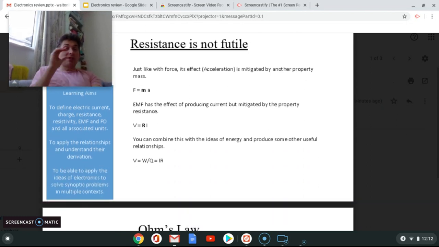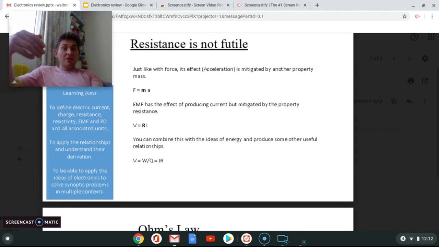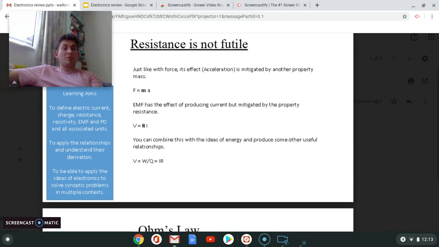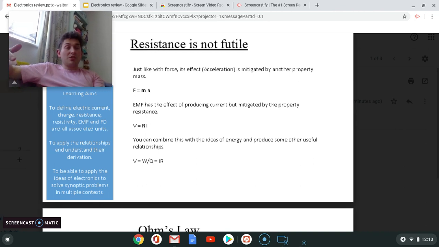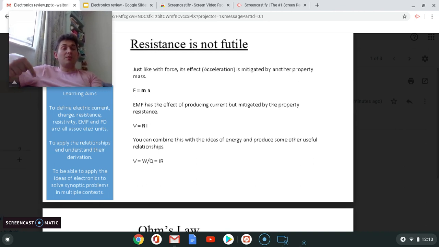Resistance then, just like with force, you do a force, you get acceleration. This is mitigated by the mass. Big mass, small effect. Small mass, large effect. EMF is exactly the same thing. With current, EMF provides the force, that's why we've got electromotive force, and it produces a current, but that's mitigated by another factor like mass called resistance, which you've heard of before, because this is a recap.